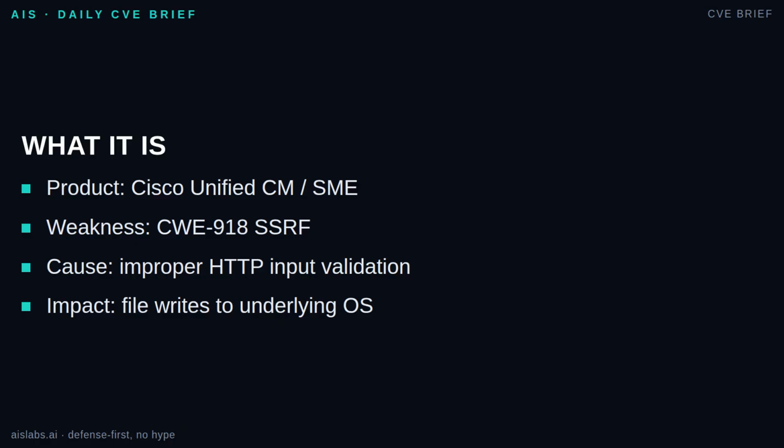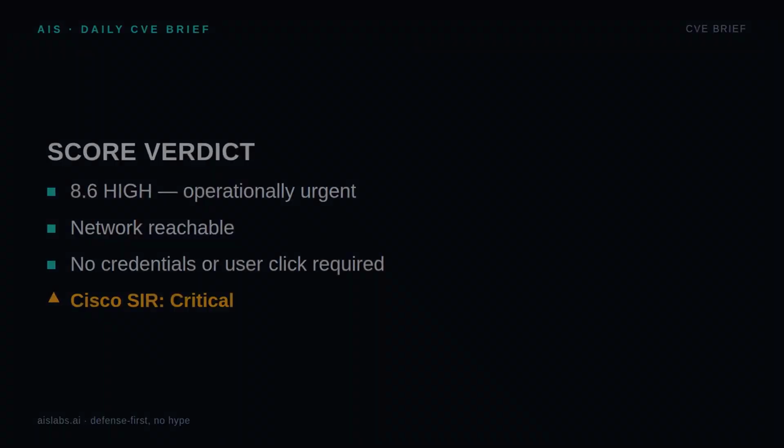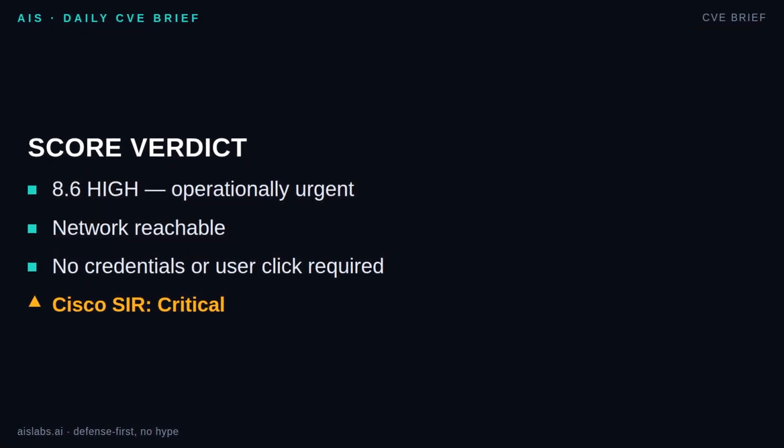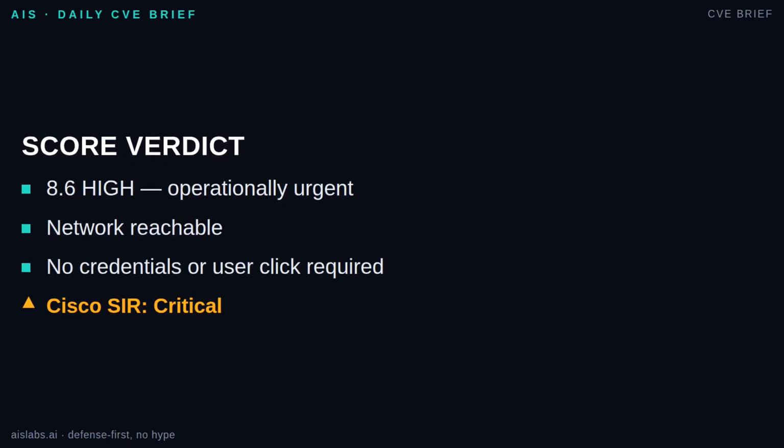According to the NVD description, this vulnerability exists because of improper input validation for specific HTTP requests. An attacker can send a crafted HTTP request to an affected device. If successful, the result could be file writes to the underlying operating system, and those files could later be used to elevate privileges to root. That root escalation possibility is why Cisco assigned a critical security impact rating, even though the CVSS base score is high. Verdict: CVSS 8.6 high, but treat this as operationally critical where web dialer is enabled on an affected system.